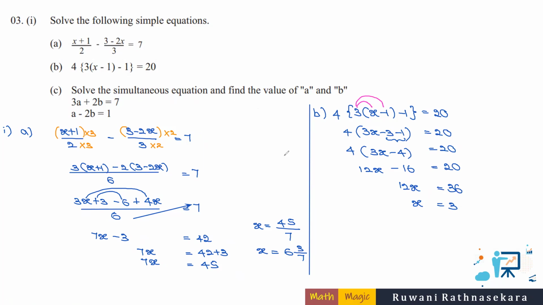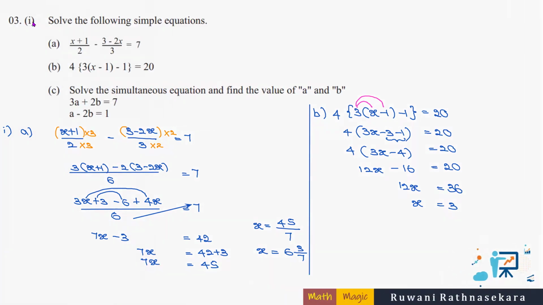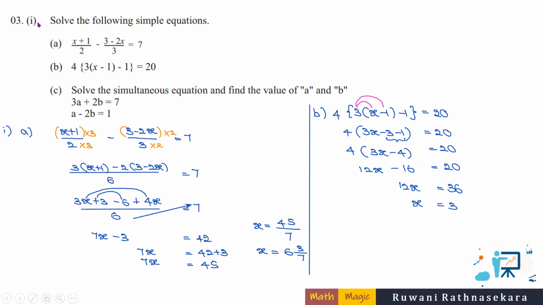Right. Let me be sure whether there's another part. No. Although it says A and Roman number 1 here, there's no Roman number 2. Therefore, it should only be Roman number 1, 2, 3.